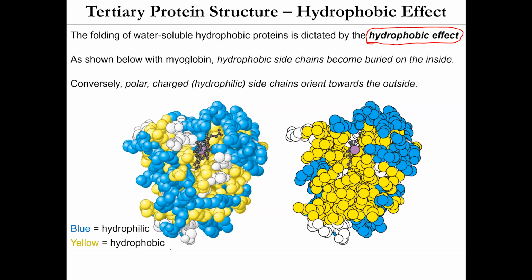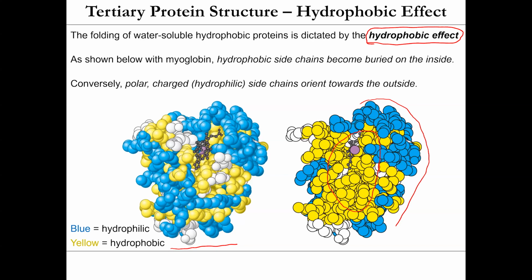So here's a three-dimensional depiction of myoglobin, and you can see the hydrophilic residues in blue are more located on the outside of the protein, whereas the yellow residues are actually buried in the interior. And that's due to the hydrophobic effect, where hydrophobic molecules tend to orient away from water in an entropy-driven process. So this is very important for one of the most basic features of how proteins fold into a specific structure. So that would be considered their tertiary protein structure, and the hydrophobic effect is a very basic principle of that.